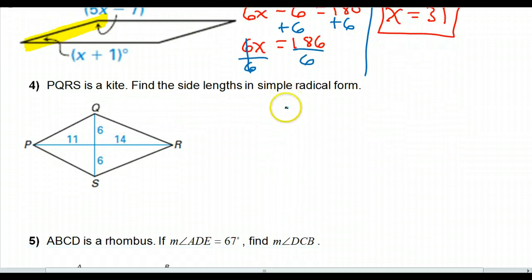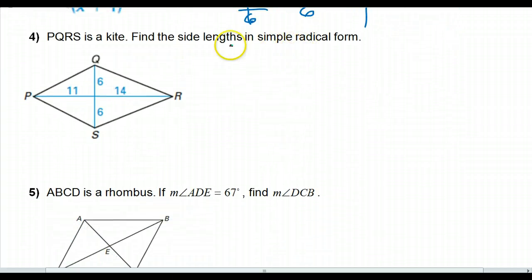Number 4. This is a kite. Find the side lengths in simple radical form. Well, you have to remember the special properties of a kite. The 2 properties of a kite are, number 1, the diagonals are perpendicular. Number 2, a kite has symmetry.